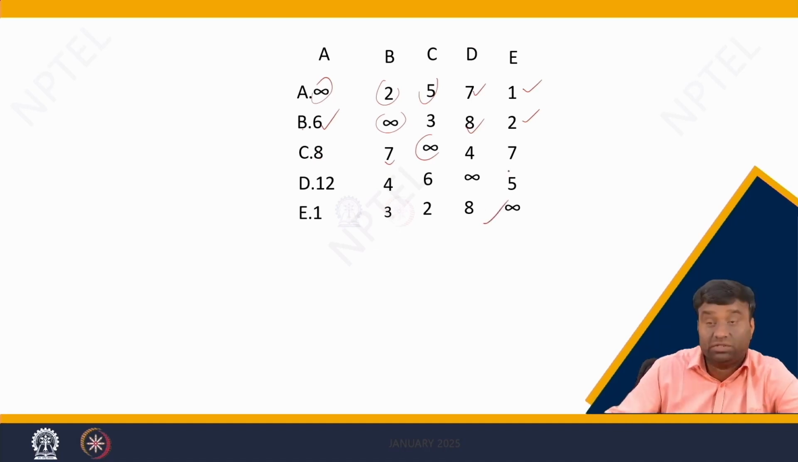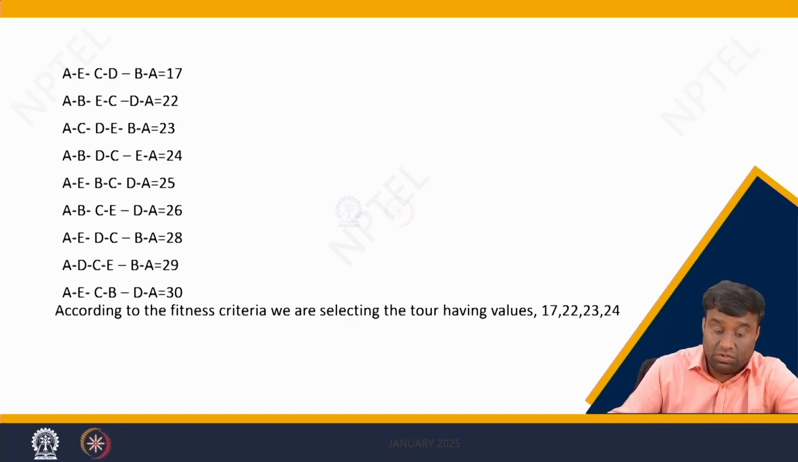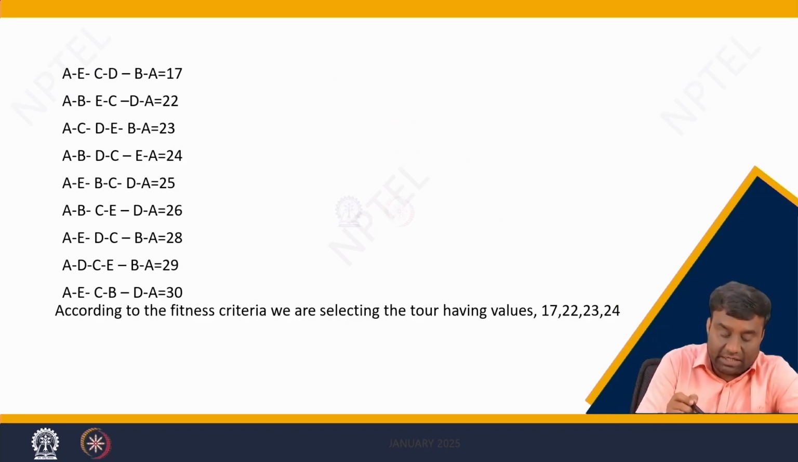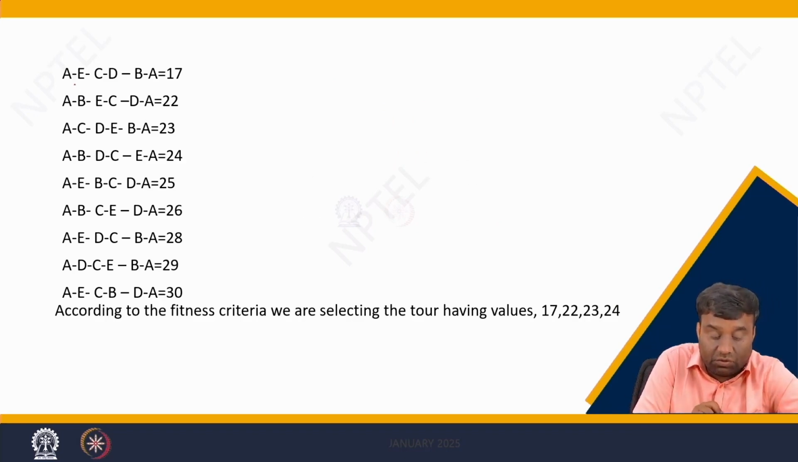We want to solve this question using the genetic algorithm. For that, you can assume any initial solutions. First is A to E to C to D, then B to A, so that is 17. Then A to B, E to C, D to A, 22. Then A to C, D to E to B to A is 23. Then A to B, D, C, E, A, 24. Similarly, you calculate these, so 25.